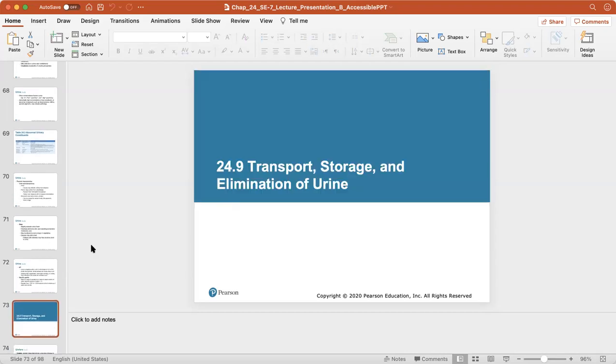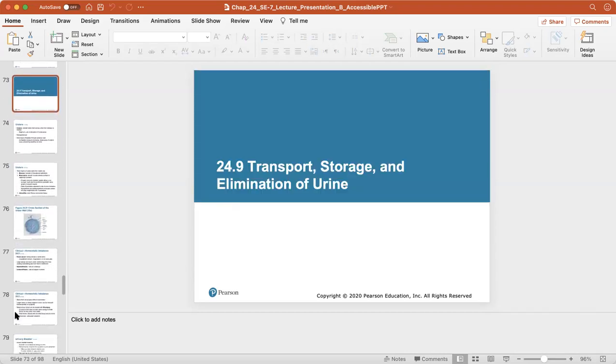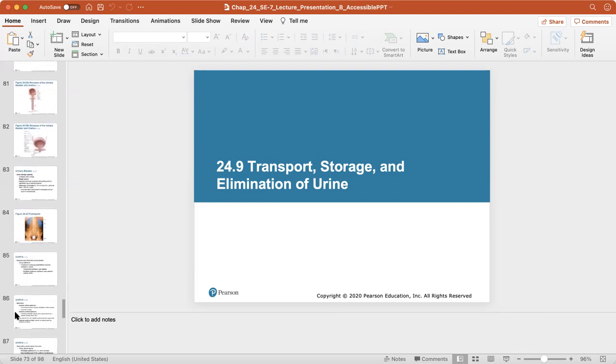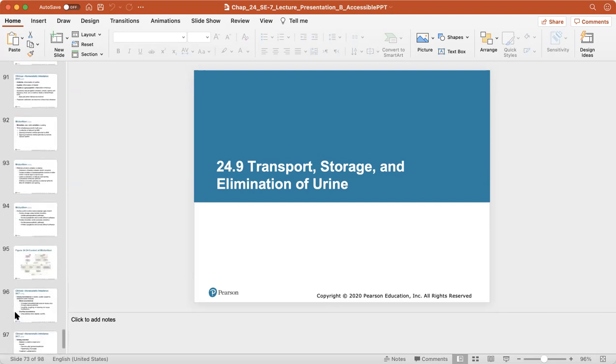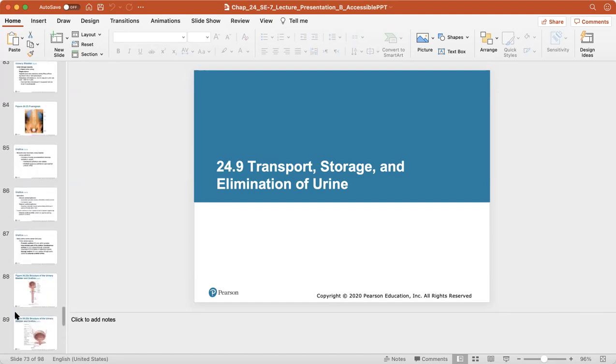And then the transport, storage, and elimination of urine. I think I'm going to skip this part because this talks a lot more about the anatomy. So I'll let you guys review that. And that is the end of this chapter.